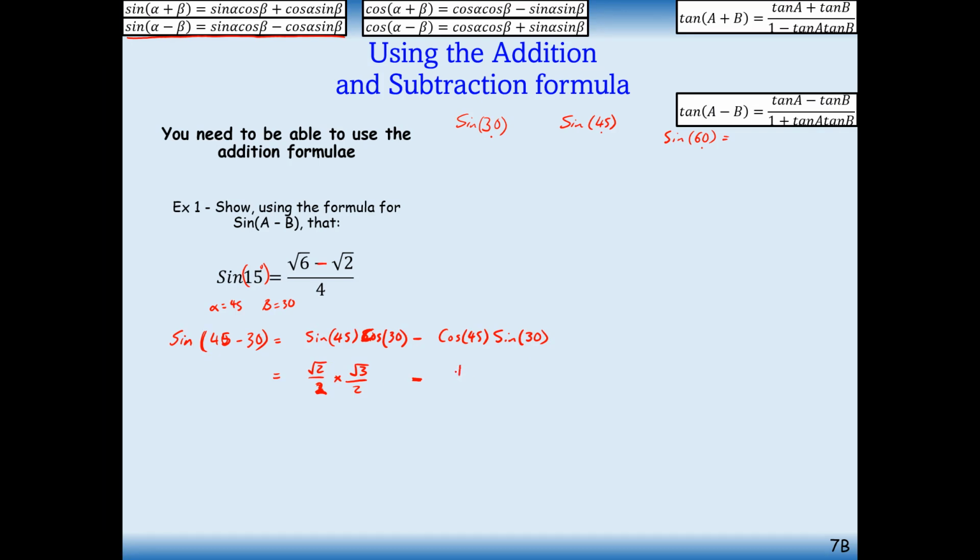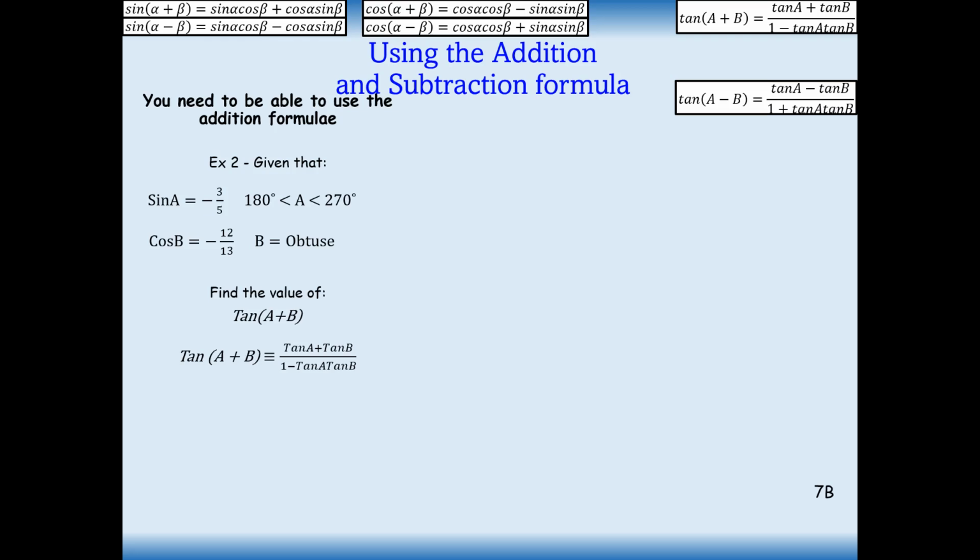Cos of 45 is again root 2 over 2. Sine of 30 degrees is a half. Multiplying out this fraction, we'll get root 6 over 4 minus root 2 over 4, and that is the right side of what we were asked to show. So that ends this question.